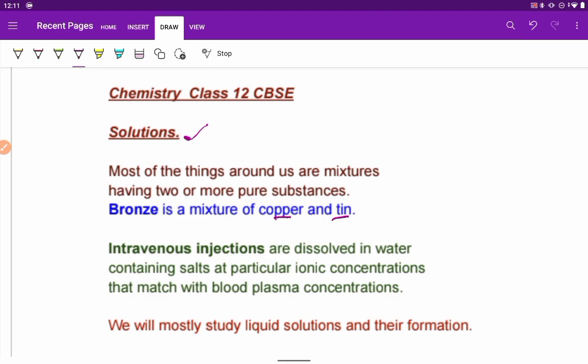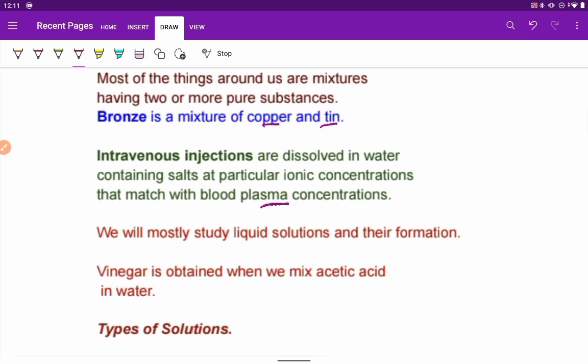Similarly, intravenous injections are dissolved in water. They have salts which are having a particular ionic concentration, and this concentration should match with blood plasma concentration. So we find that there are many such things around us. In this chapter we will study mostly liquid solutions, and we will also see their formation. A very common example is vinegar. Vinegar is obtained when we mix acetic acid in water.